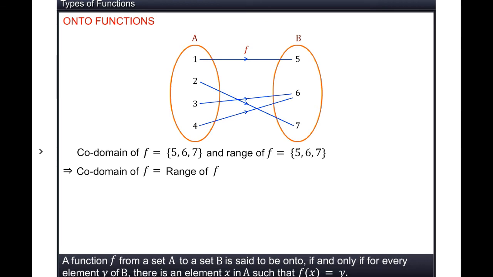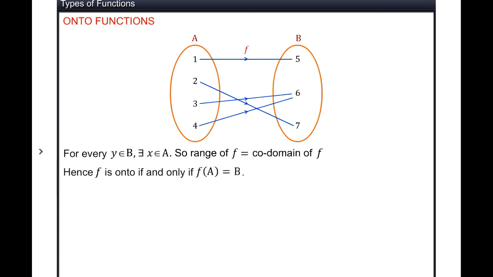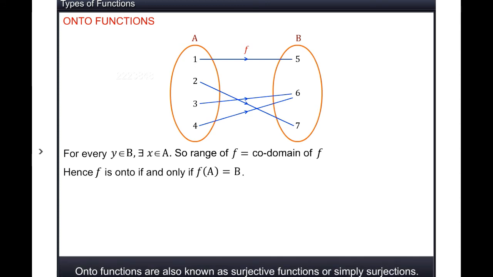Mathematically, a function f from a set A to a set B is said to be onto if and only if for every element y of B there is an element x in A such that f of x is equal to y. This implies for every y in the codomain there exists at least one x in the domain. So we can say that the range of f is equal to the codomain of f. Hence, f is onto if and only if f of A is equal to B. The other name for an onto function is surjective function or simply surjection.